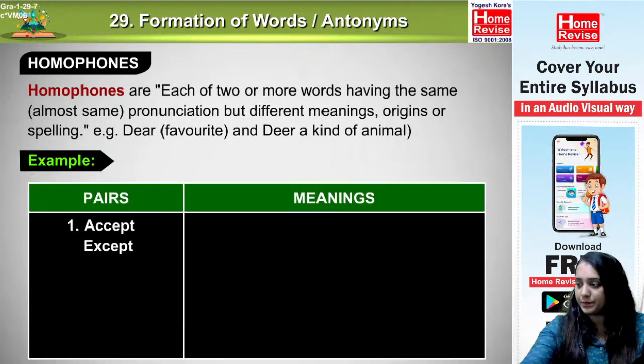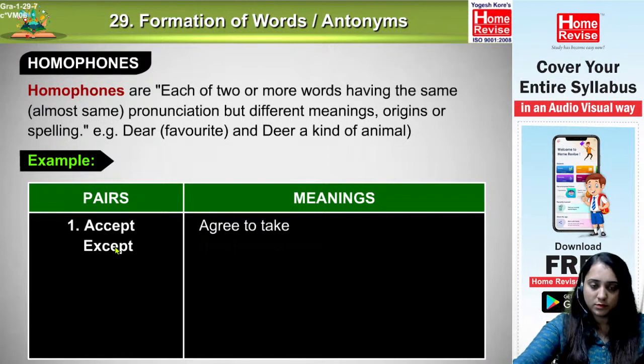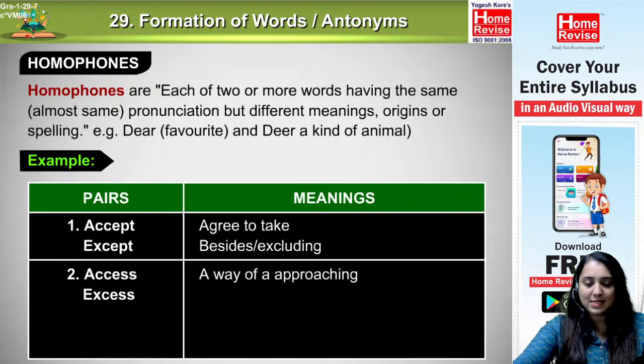Accept and except. Accept means agree to take. Except means besides or excluding. Next one is access and excess. Access is a way of approaching. And excess means the amount beyond due limits.